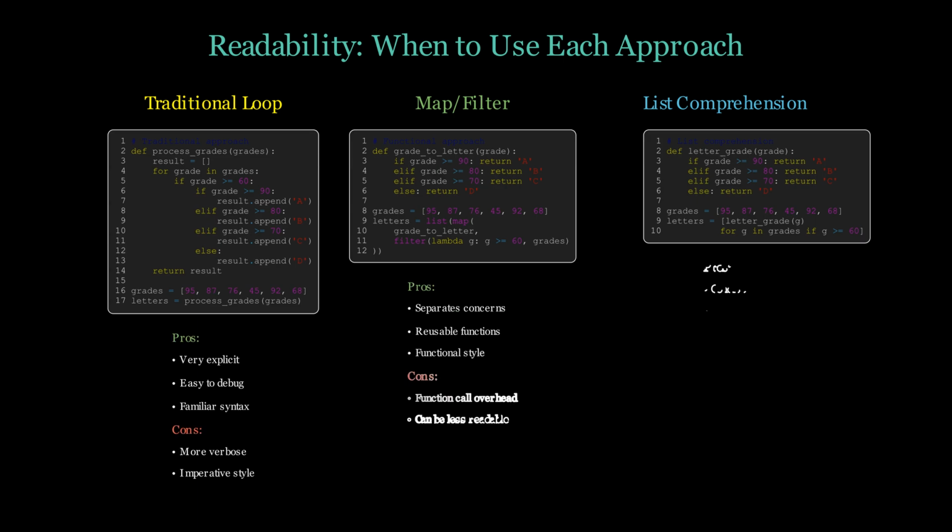Each approach has trade-offs. Traditional loops are explicit and debuggable but verbose. Functional approaches separate filtering and transformation concerns but add function call overhead. List comprehensions are concise and often fastest but can become dense with complex logic. Choose based on your specific needs and team coding standards.